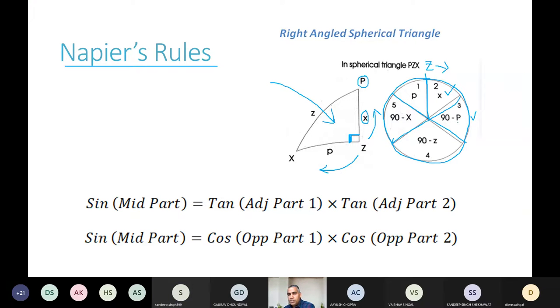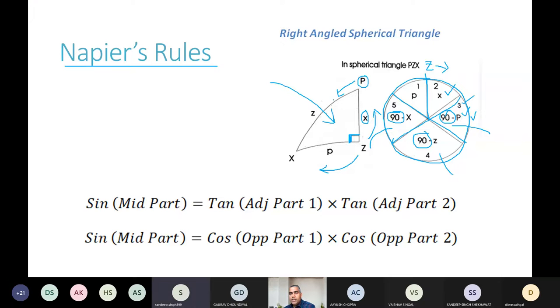Now in the bottom three parts, that is this one, and this one, we write 90 minus. And whatever part is filled up, it comes after this value. After 90 minus, we put the part of the triangle. So in part number three here, you see it is 90 minus P.